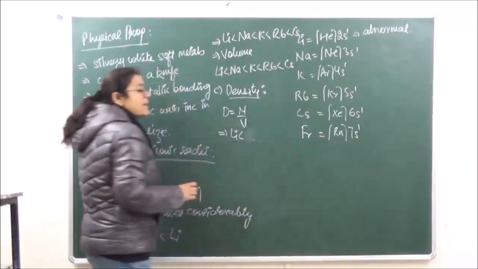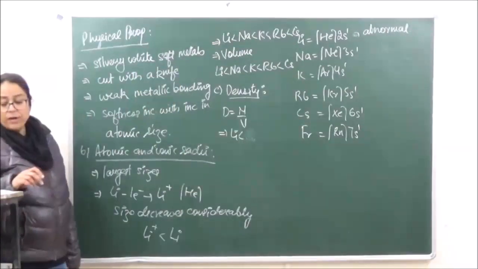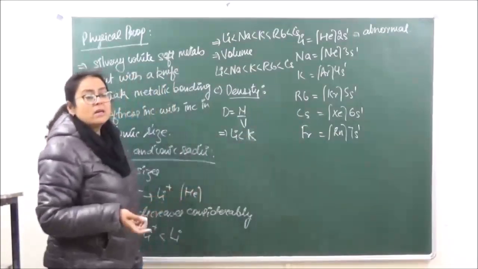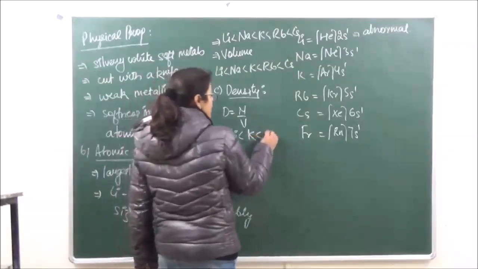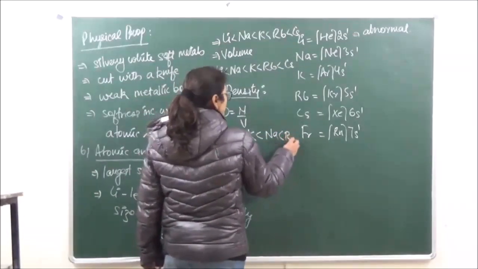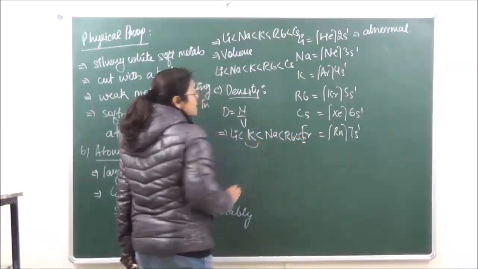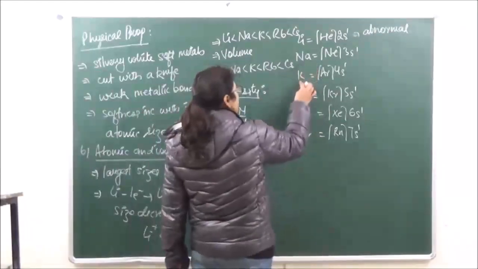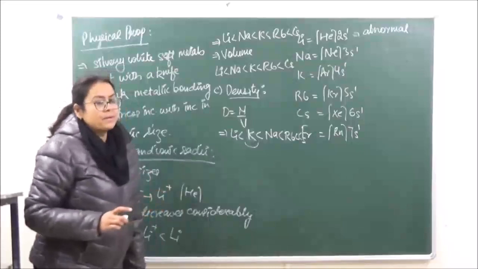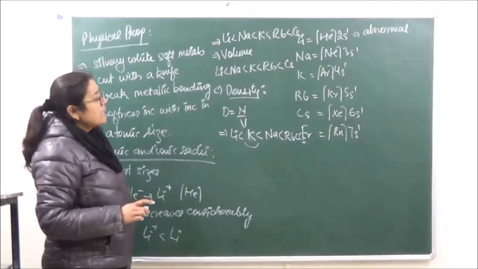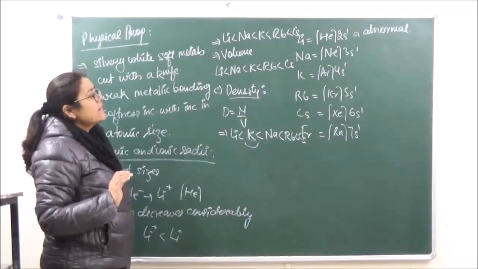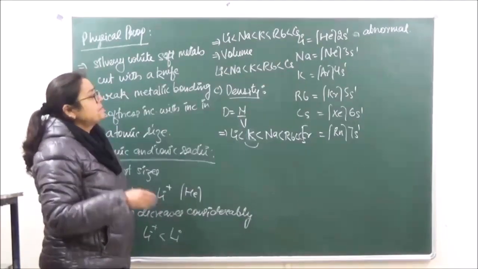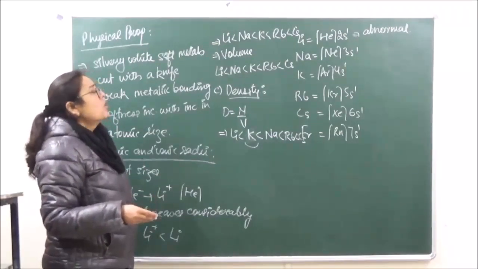Now over here there is one anomalous trend, and this is going to be important. It is seen that potassium has an abnormally lower density than sodium. Now why is this happening? When we go from sodium to potassium, the size should increase. But it is seen that even if it is increasing, it is not increasing to a great extent.